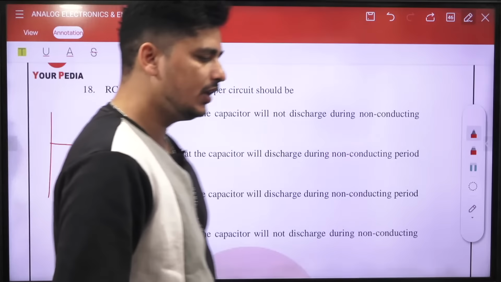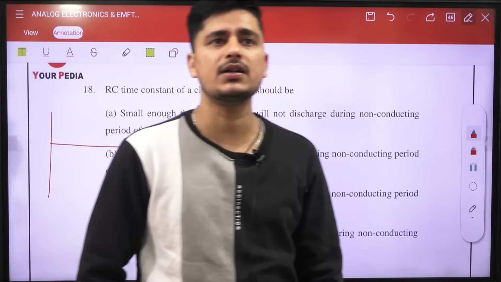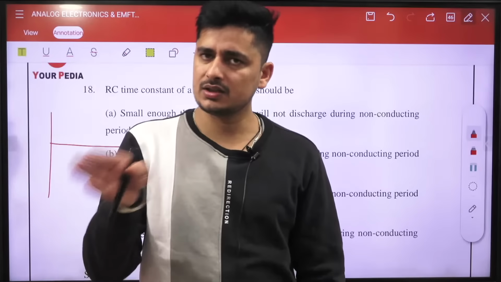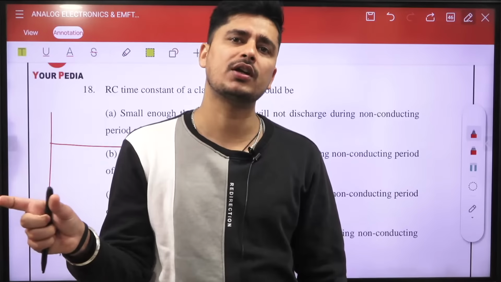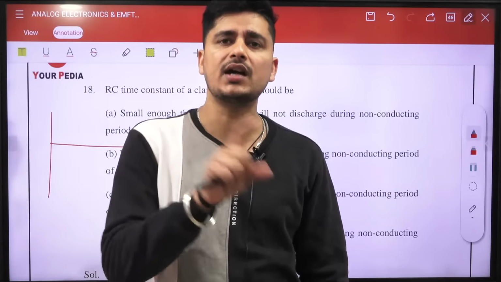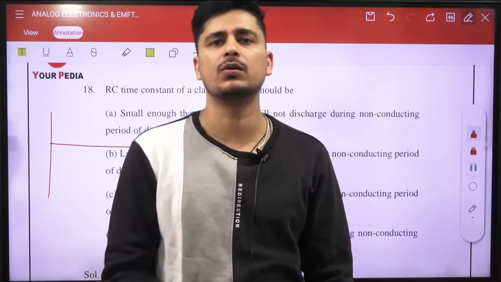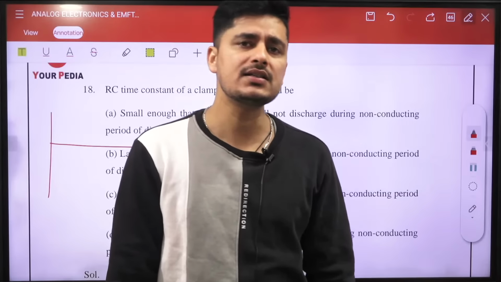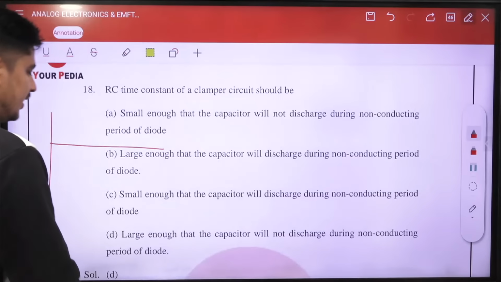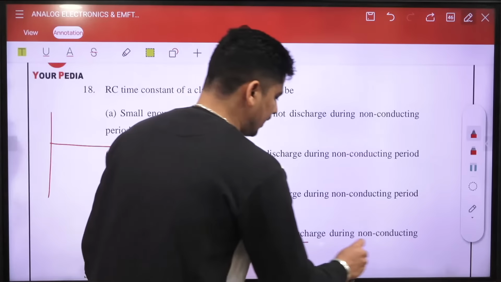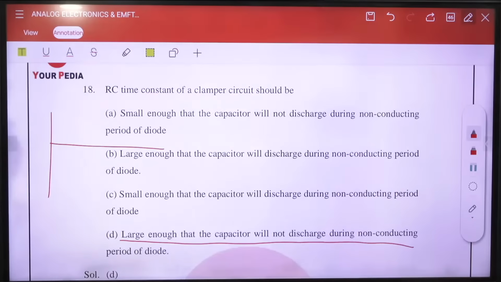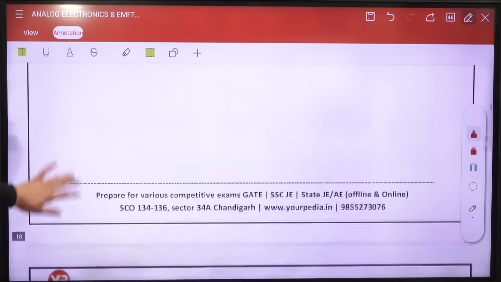So basically, when we are talking about the RC time constant, the first thing inside that clamper circuit is that the capacitor should charge fast from the input voltage. Whenever it discharges, it should be slow, or the discharging should be zero. So the discharging time constant should be large enough that the capacitor will not discharge during the non-conducting cycles. Then only it will do the clamping of the waveform, right?